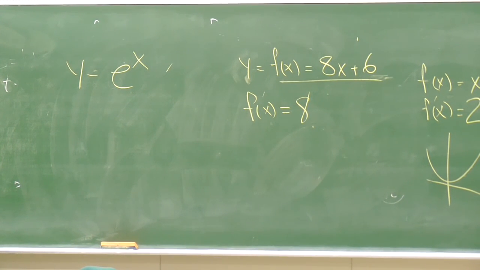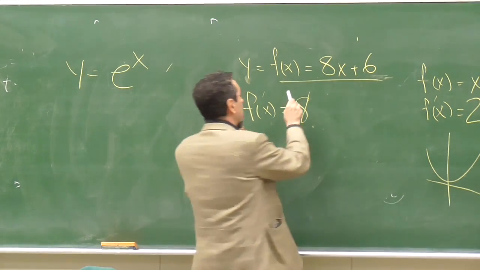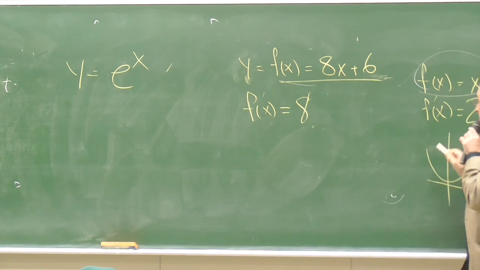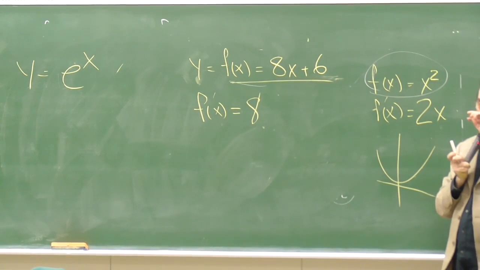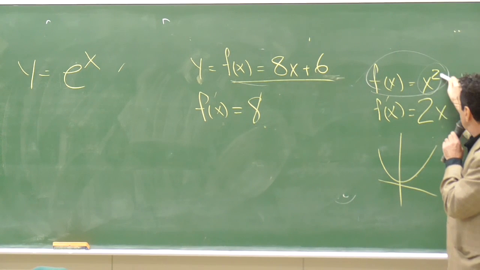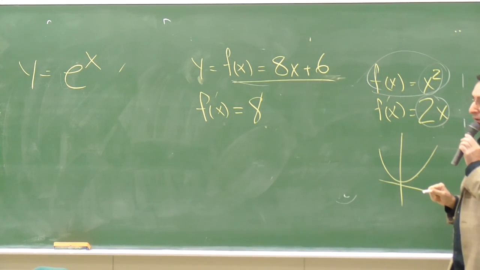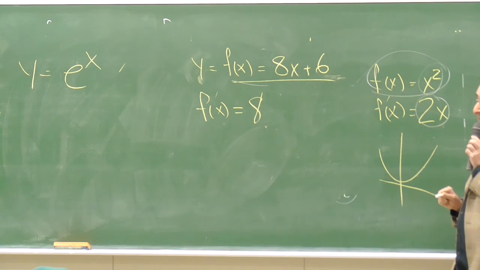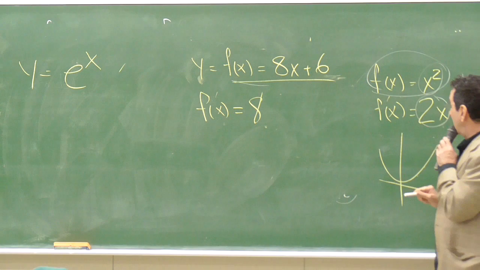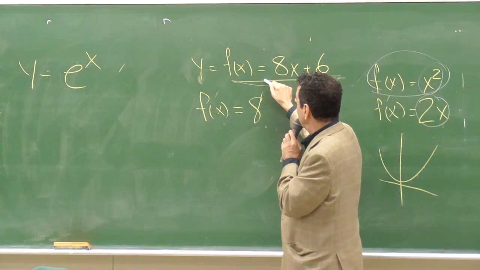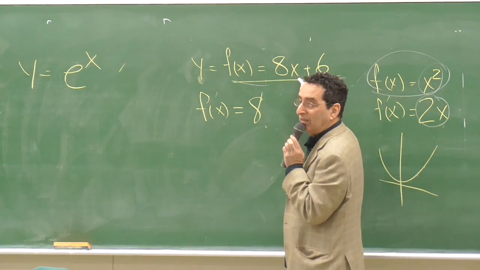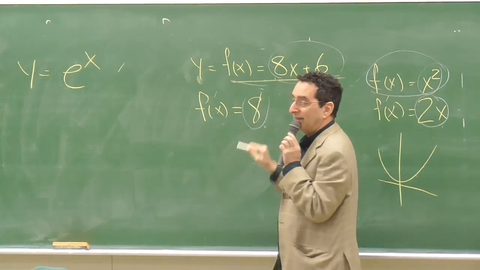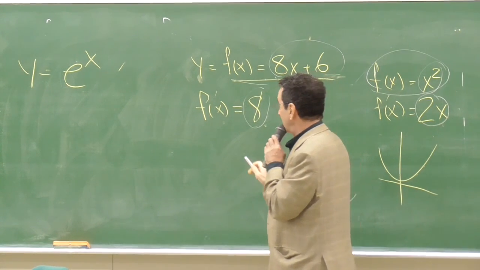So let me ask you, here's f. Is the derivative the same as f? Is this the same as this? No, obviously not, right? X squared is not the same as 2x. They're not the same. How about here? Here's f. Is the derivative the same as f? No, obviously not. This is 8x plus 6. This is 8. That's not the same. Okay? How about if I gave you this one?